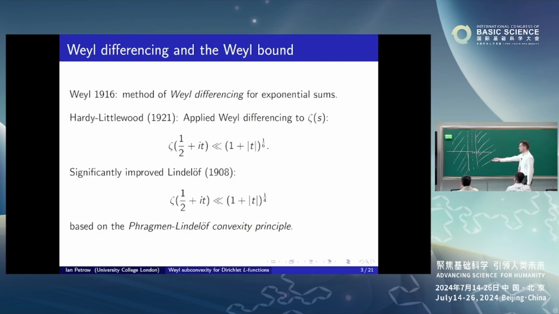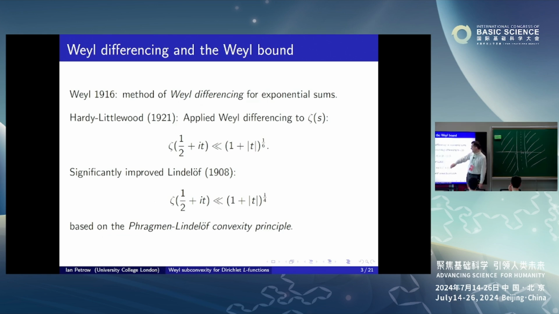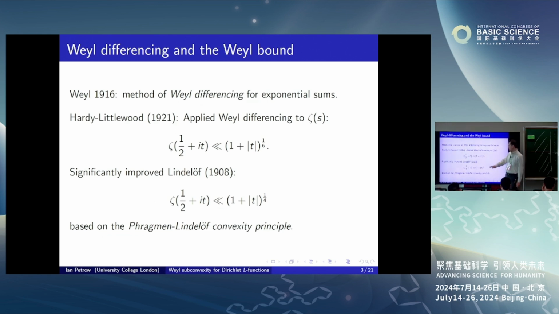The first result in this direction goes back 100 years to Hardy and Littlewood, applying a method introduced and developed by Weyl to bound the zeta function. They showed the zeta function is bounded by t to the power 1/6. This significantly improved on an earlier bound of Lindelöf that got t to the 1/4 for the zeta function on the critical line. This exponent of 1/4 is called the convexity exponent.